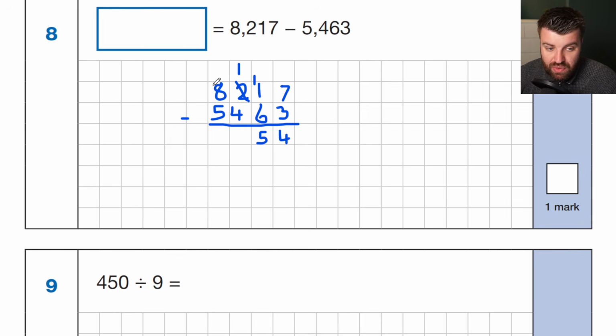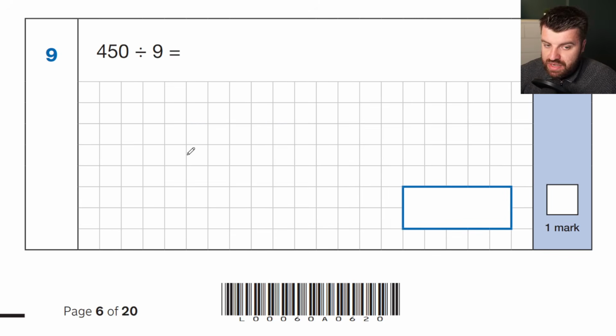Again, 1 take away 4, it's not 3. We're not finding the difference here. We have 100. Therefore, we don't have enough of them. We're going to exchange from the thousands. 11 take away 4 is 7. 7 take away 5 is 2. That's our answer, 2,754. Next one, question 9.